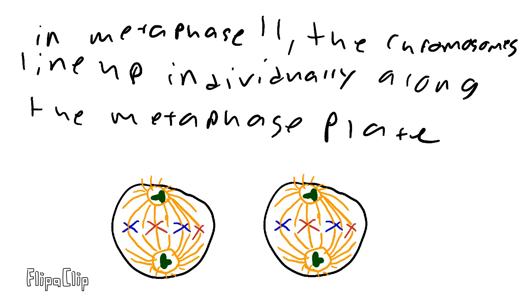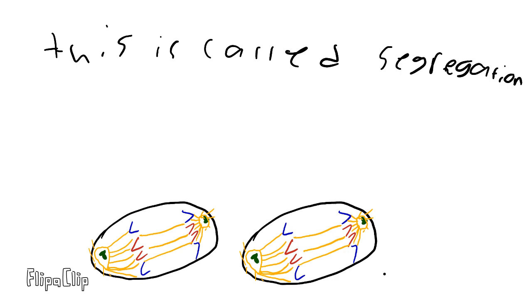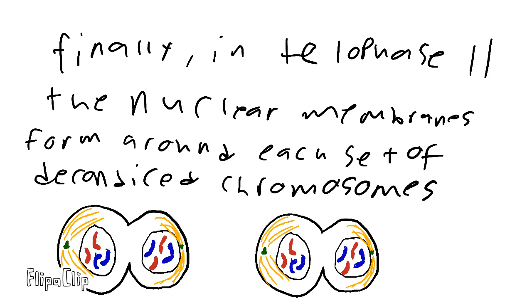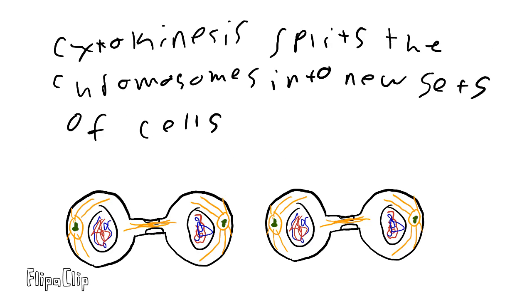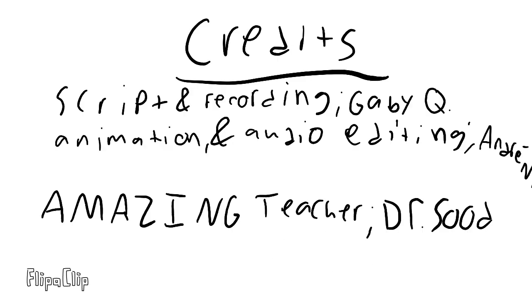In metaphase 2, the chromosomes line up individually along the metaphase plate. In anaphase 2, the sister chromatids separate and are pulled towards opposite poles of the cell. This is called segregation. Finally, in telophase 2, the nuclear membranes form around each set of chromosomes, and the chromosomes are decondensed. Cytokinesis splits the chromosomes into new sets of cells, eventually forming the final product of 4 haploid cells, in which each chromosome has 1 chromatid. Thank you, that's all.